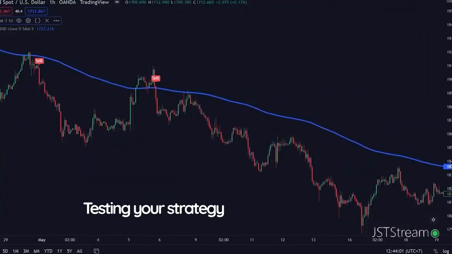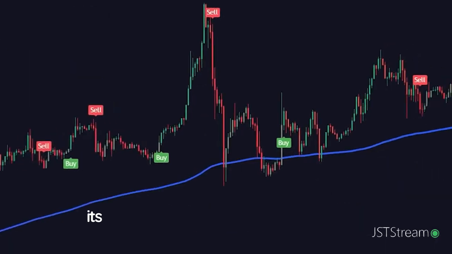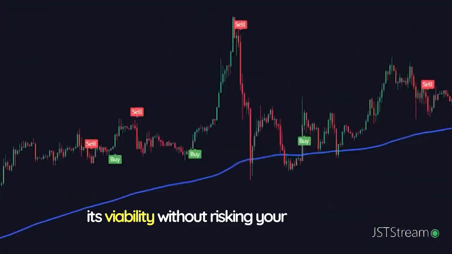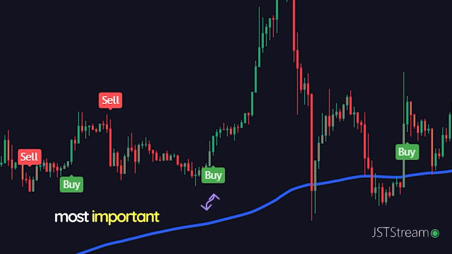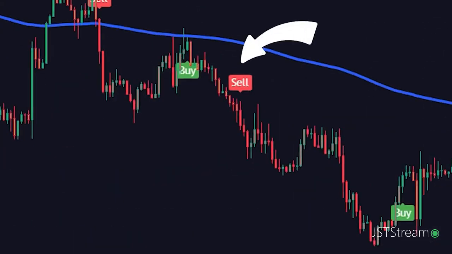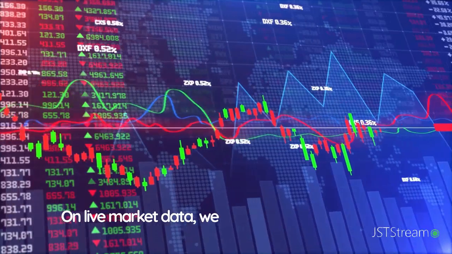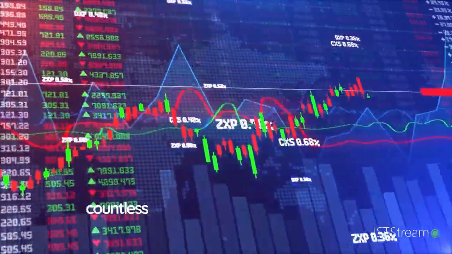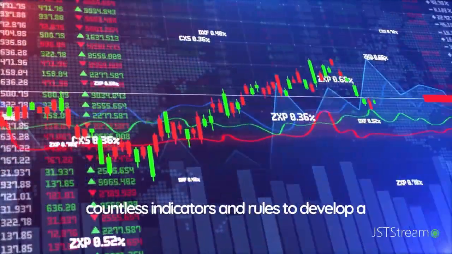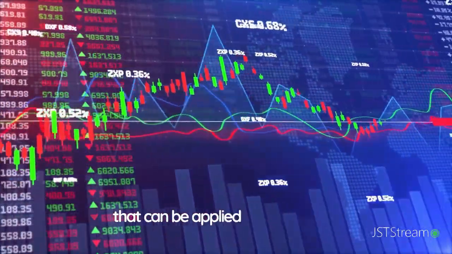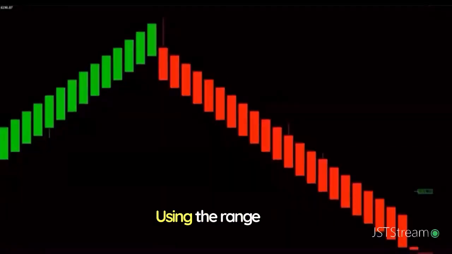Testing your strategy on demo accounts to understand its viability without risking your funds is the most important aspect of building a trading system on live market data. We have mixed and matched countless indicators and rules to develop a pattern-based strategy that can be applied to all markets using the range bars.